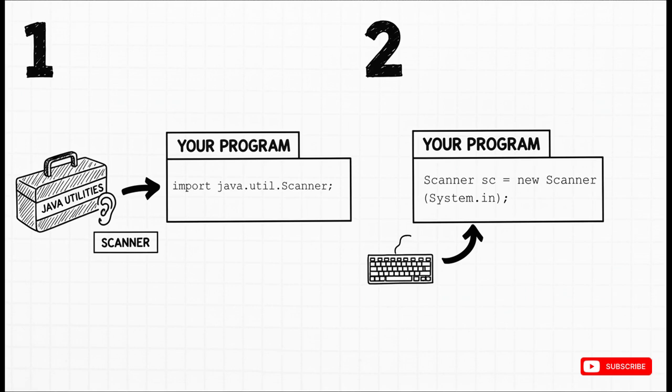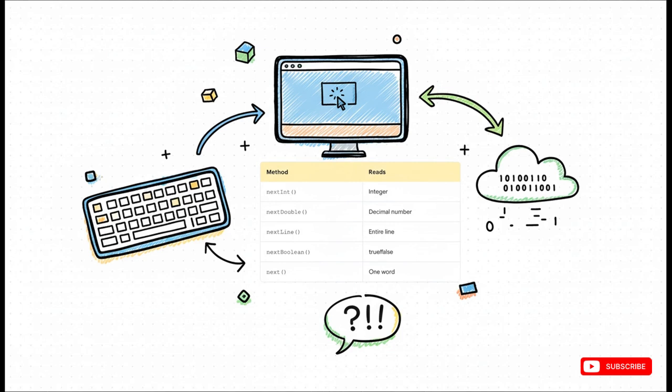So once the scanner is listening, you have to tell it what kind of data it should be expecting. And as you can see from this table, there's a specific method for each type of data. If you're waiting for a whole sentence of text, you use nextLine. If you're expecting a whole number, like an age, you use nextInt. If it's a number with a decimal, like a price, you use nextDouble.